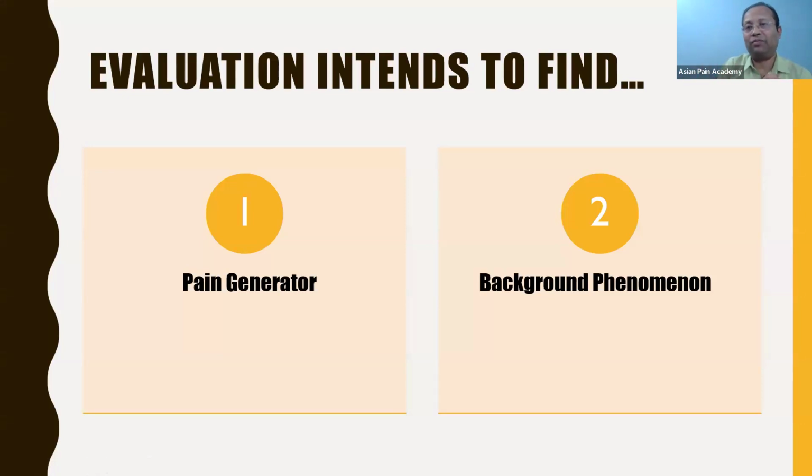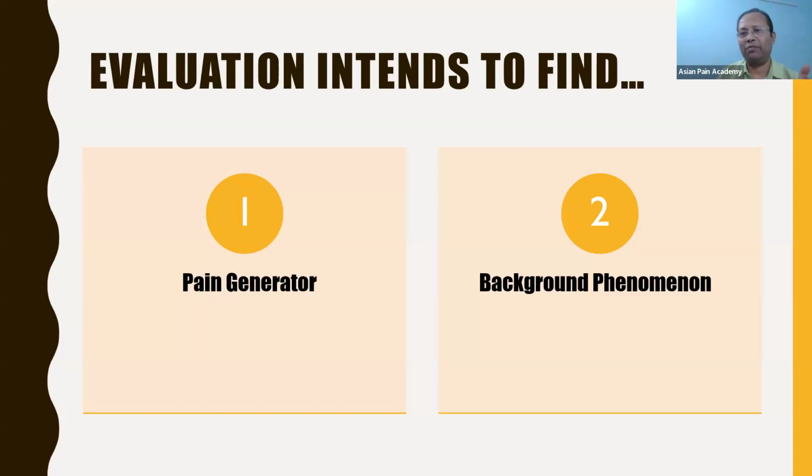But when it is a facet joint pain, patient will come and say that my back is more painful than leg, because ultimately it depends on the pain generator. What is causing the pain? So in a radicular pain, most of the time it is the nerve which is causing the pain.